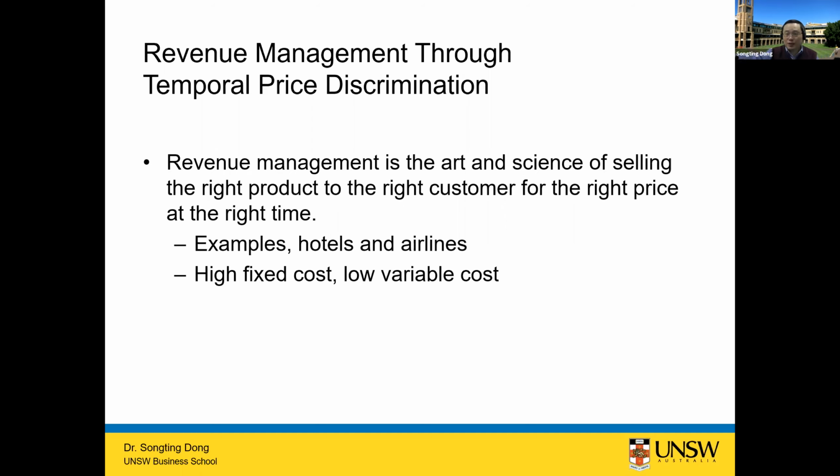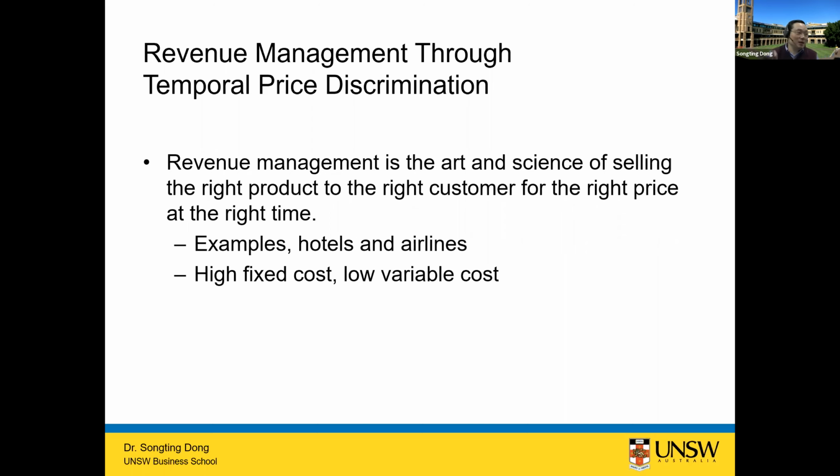There's 100 people you also fly. The fixed cost is very high, but the marginal cost, right? So an additional one passenger on the flight, the additional fuel you need to burn, or additional junk food you need to serve, those variable costs are very low, very low.